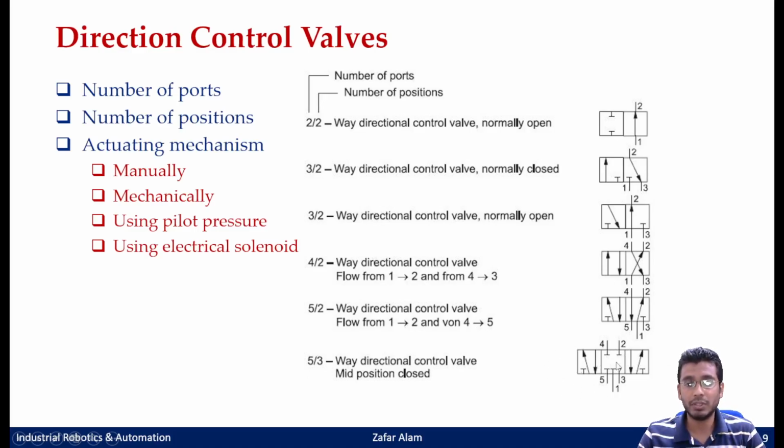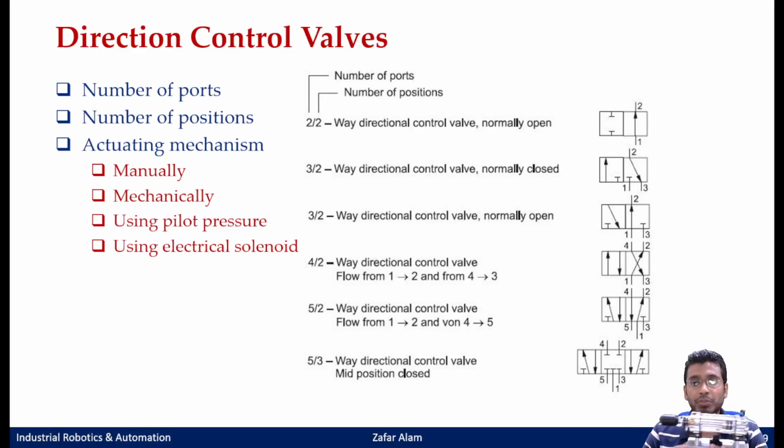In this valve, how many ports are there? In this valve there are 5 ports. And how many positions are there? There are 3 positions in this valve. So we write 5/3. As you had requested, to show your normally closed.